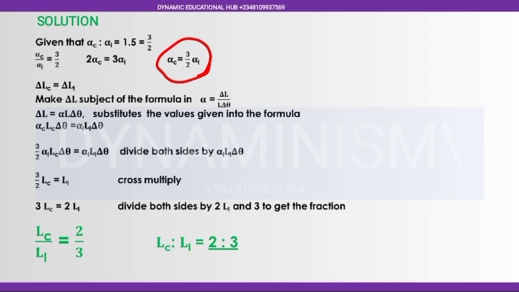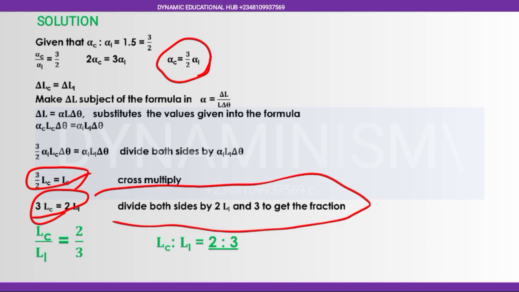In the question you are given at the same temperature, so which means you can cancel the change in temperature. You cancel alpha I, then you are left with what? 3 over 2 LC equals Li. When you cross multiply, you get 3 over 2. At the end of the day, you divide both sides by 2 Li to get the fraction. At the end of the day, ratio of LC to Li is equal to 3 over 2. Very simple. This solution is self-explanatory enough, so you can look at it.